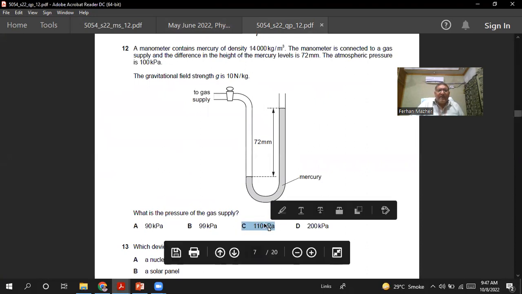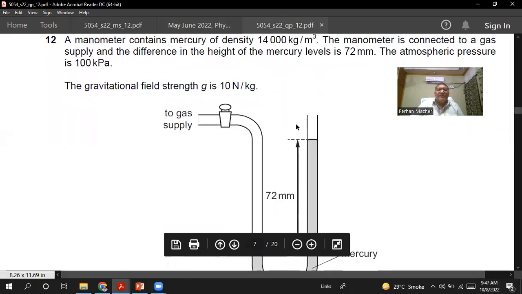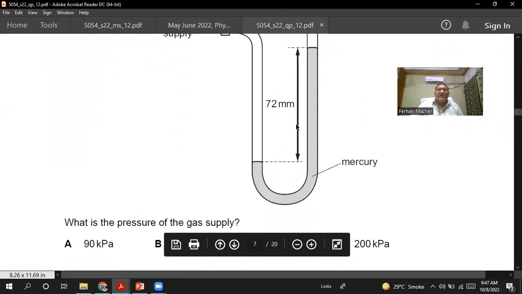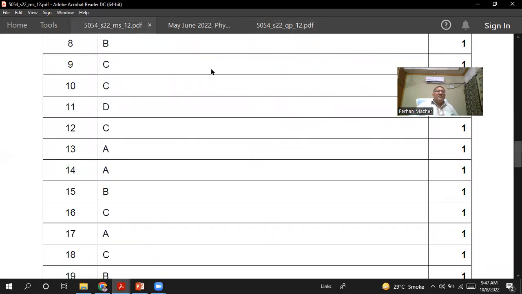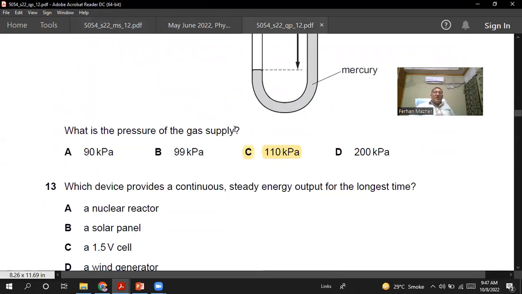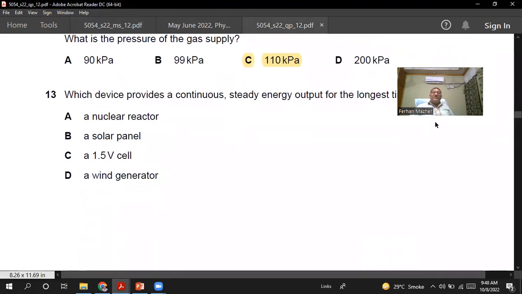So I think C is the right option. So your question is coming up. So I think C is the right option, sir. C, question number 12, C is the right option. Okay, so we are going to the next question.